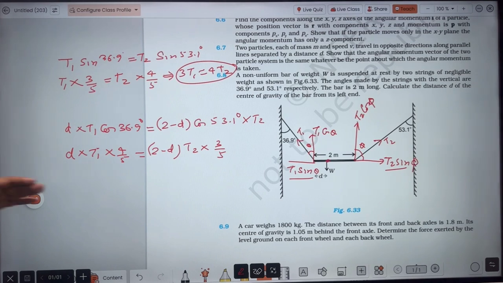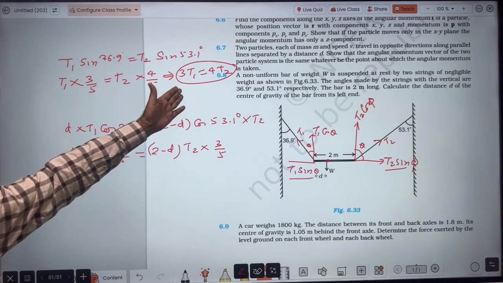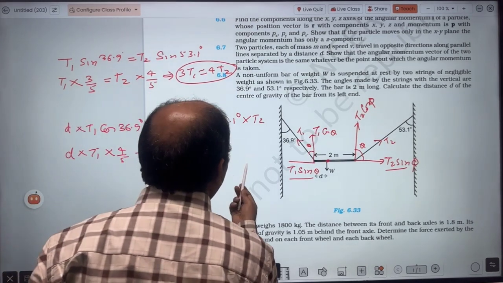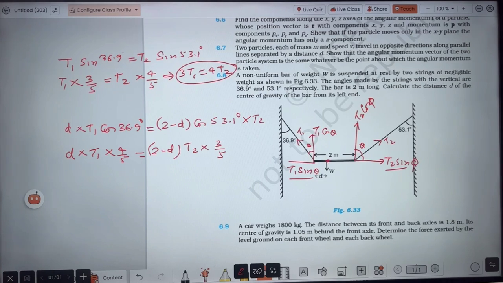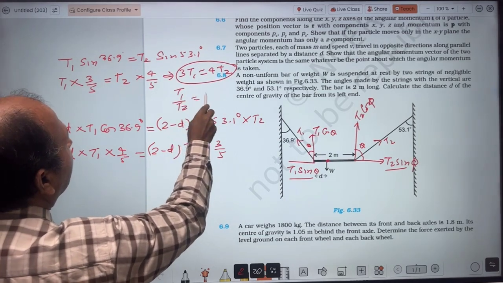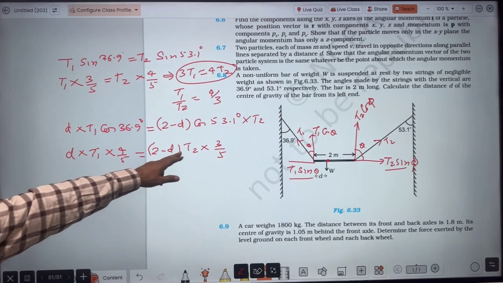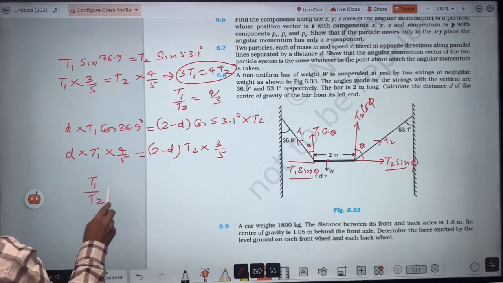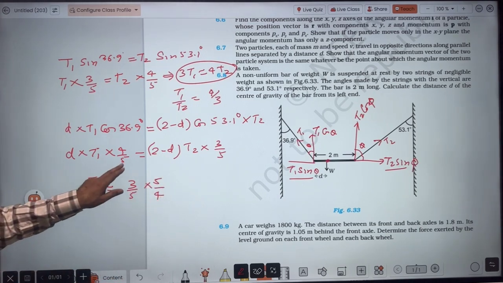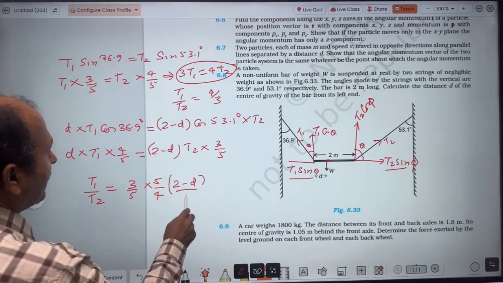Now again, either we can put the value of T1 from here, and then we can evaluate T2 in terms of D. So whatever method you adopt, that does not matter. Just you have to get T1 and T2, right? And when you have got T1 and T2, after that you can get D. So we are going to evaluate it. So do one thing, get T1 upon T2 from here, that is 4 upon 3. And also get T1 upon T2 from here. T1 upon T2 will be what? You take this here. This is 3 by 5 into 5 by 4. Is it okay? This is 2 minus D divided by D.